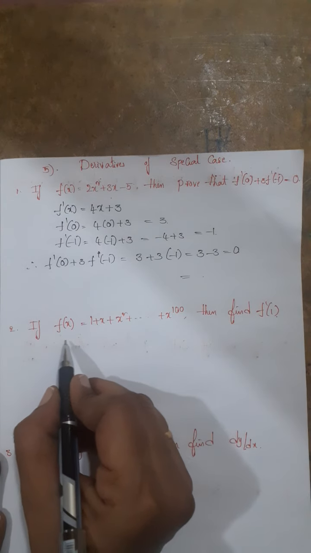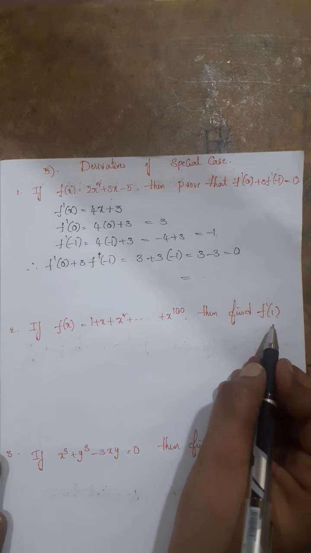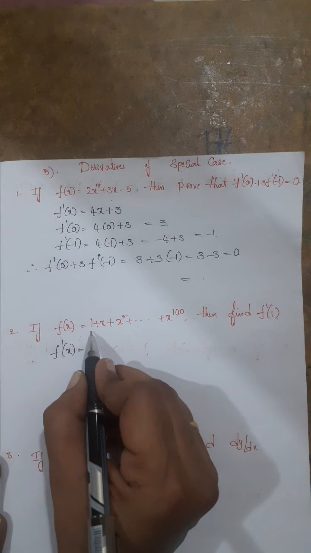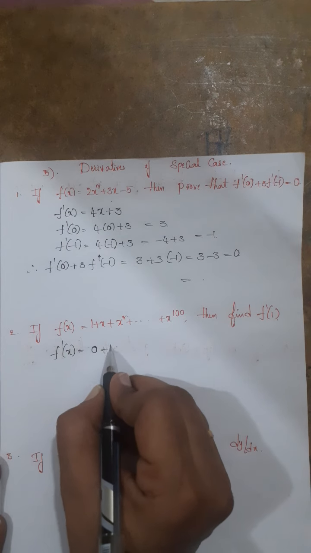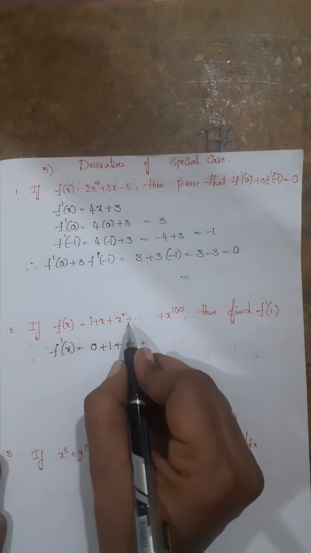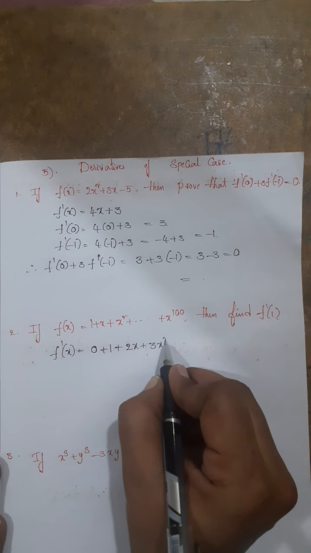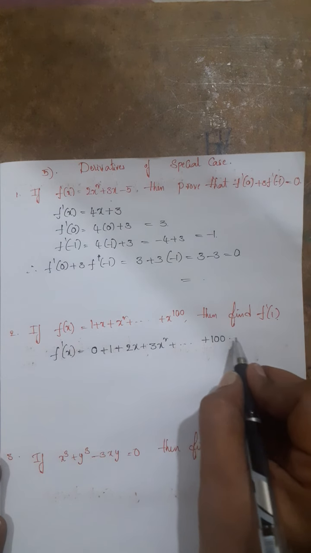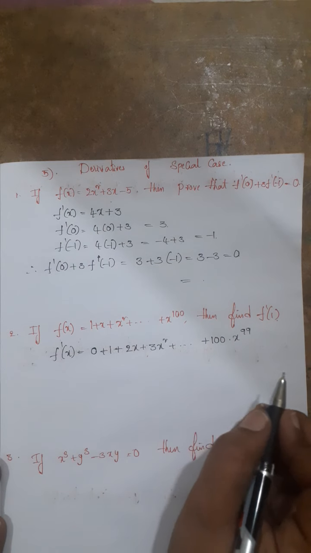Next question, f of x is given. He is asking f dash of 1, right? So first of all let us find f dash of x. So this becomes 1 differentiation is 0, x differentiation is 1, x square differentiation is 2x. The next term will be x cube, right? So x cube means 3x square plus and so on. Here you will have 100 into x to the power of 99. These terms you are getting.